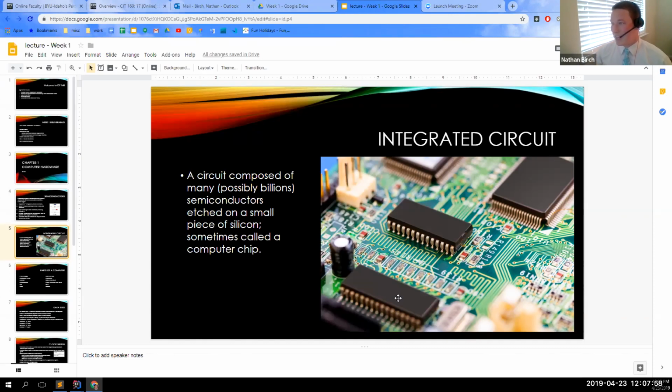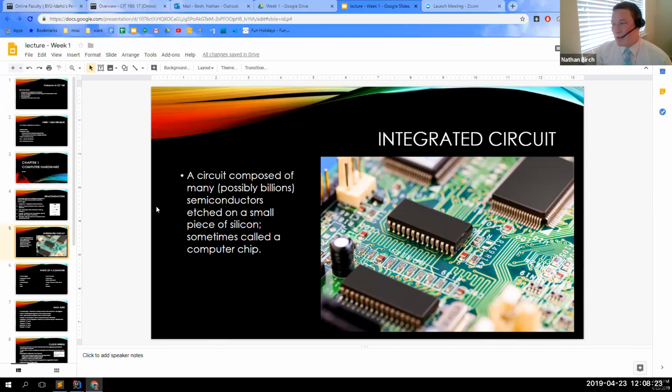But a circuit is composed of many, usually billions of semiconductors etched on a small piece of silicon. Sometimes this is called a computer chip. If you think about a computer chip, all it really is, is a billion switches. If you think about light switches, when you turn on a light switch, all of a sudden you're allowing the flow of electricity to go to your light bulb, and then it lights up.